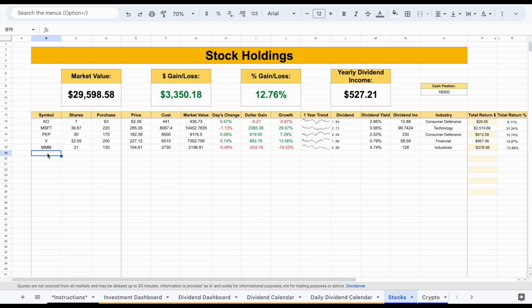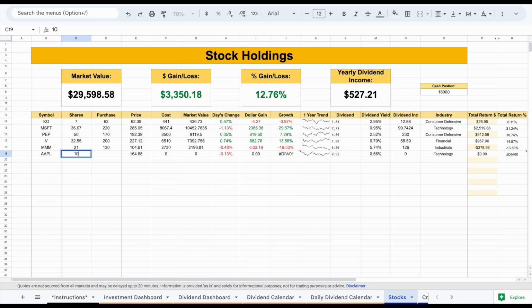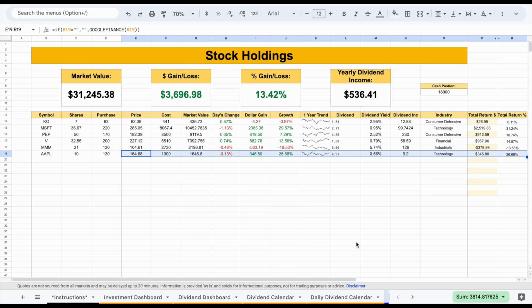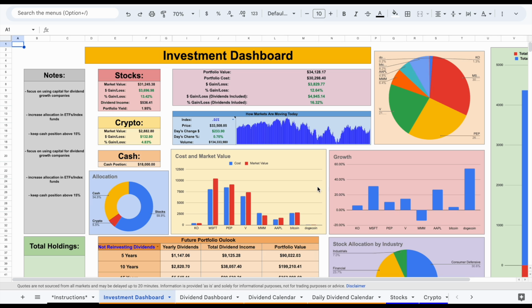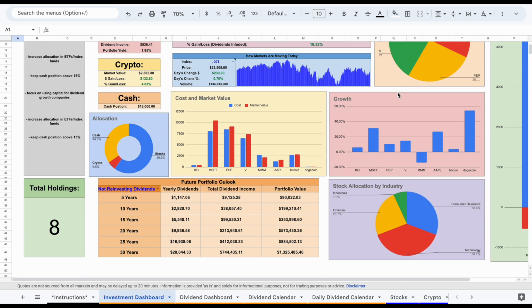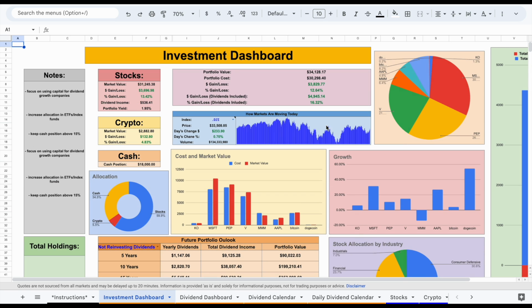So again, if you've seen how this works, basically we can plug in any stock that we bought. Let's say we bought 10 shares of Apple at $130 a share. You can see all this data is going to automatically load in right here, and it's going to be reflected on all of our dashboards as well. So you can see Apple listed right here on this chart, Apple listed here. It's going to be reflected in all of our charts and in all of our metrics as well.